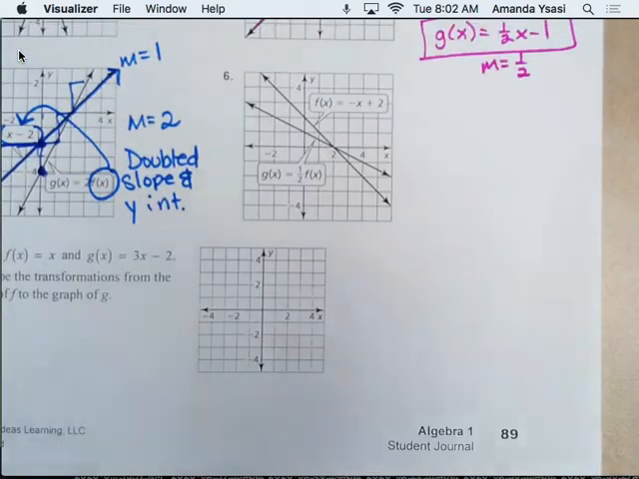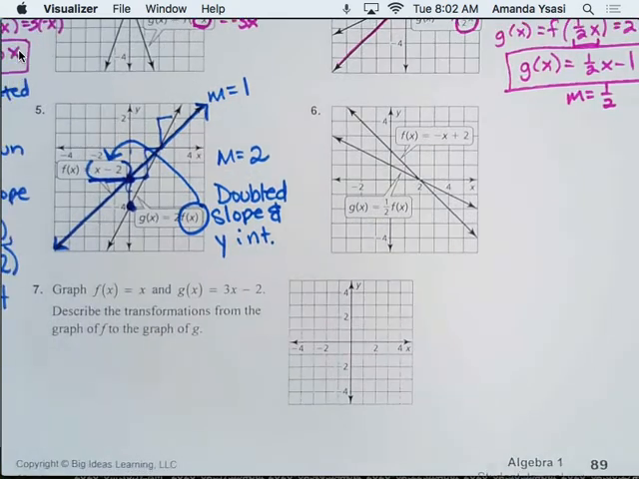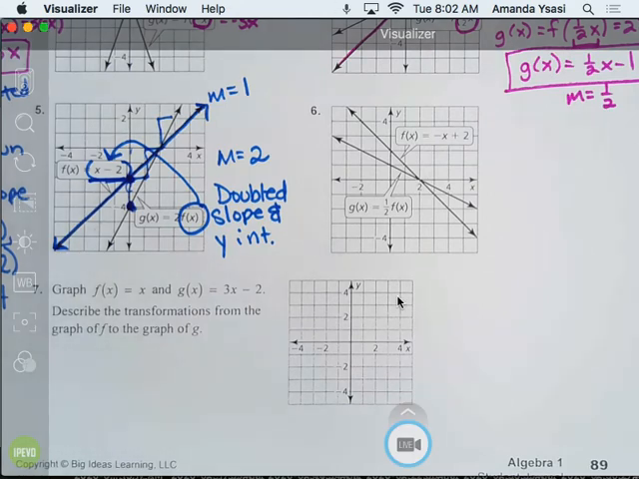I'm so lost. All right, do 6 and 7. And I'm going to let y'all talk about it. And once you finish, you can turn it in.